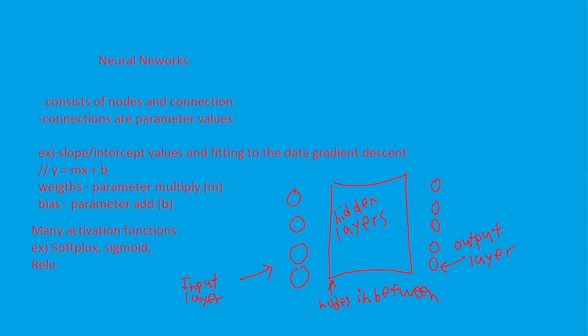There are many different activation functions: softmax, sigmoid, and ReLU. Each of these different neurons or nodes could be seen as having a different activation function, which you could assign in the TensorFlow Sequential library.